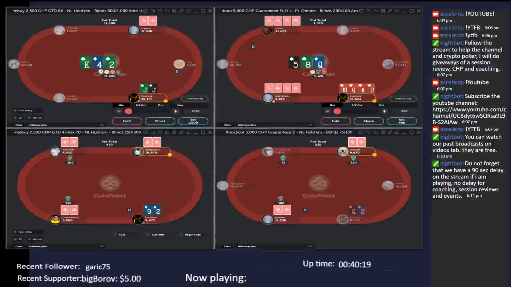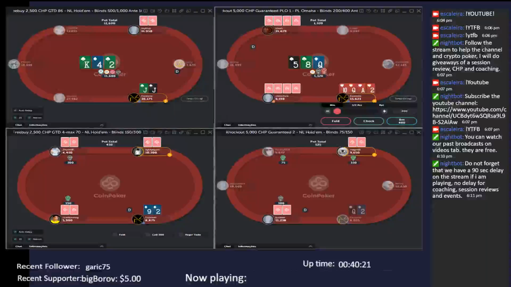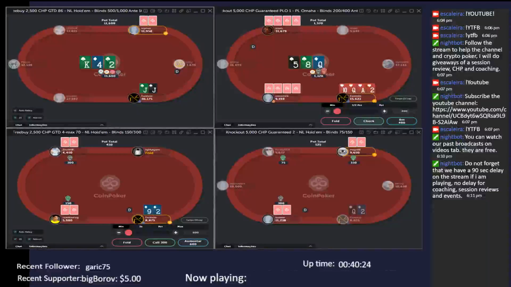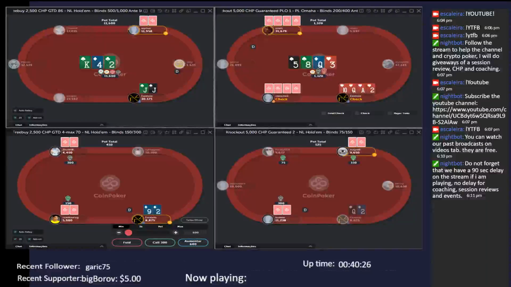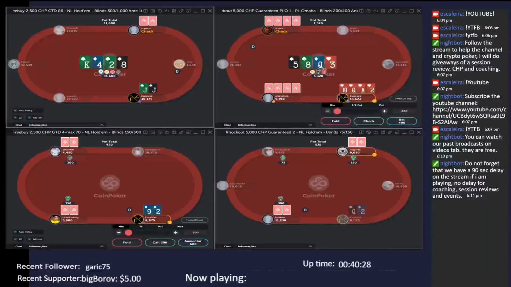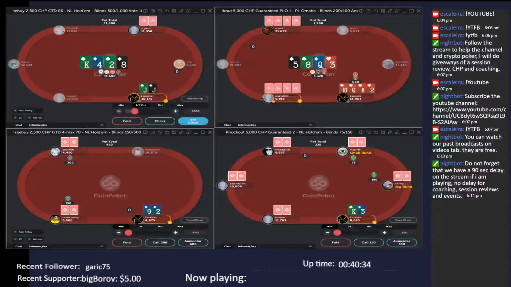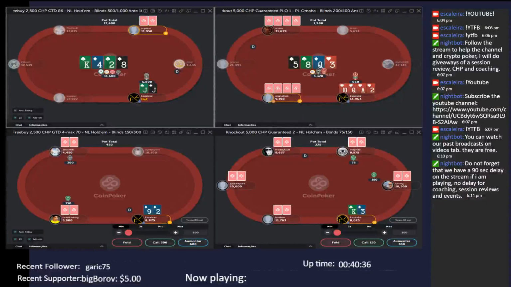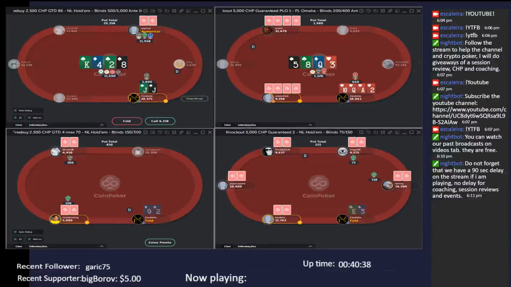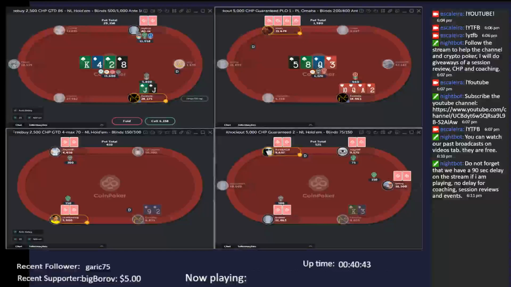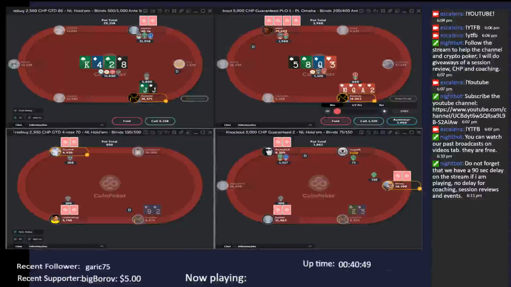And we just have the nut board. So we have an overcard to our hand. That's not perfect, but that's not bad. So we check and now we bet like half pot. So it goes all in, like he was expecting us to bet. But why did he not bet the turn? So he was expecting that.